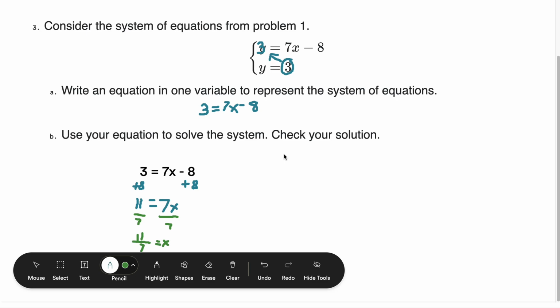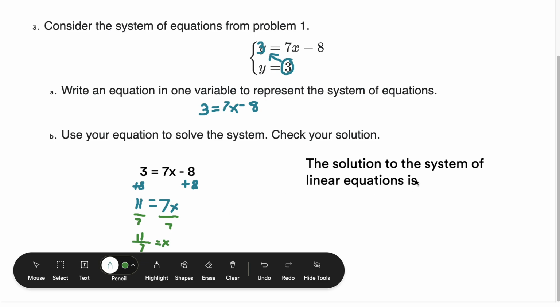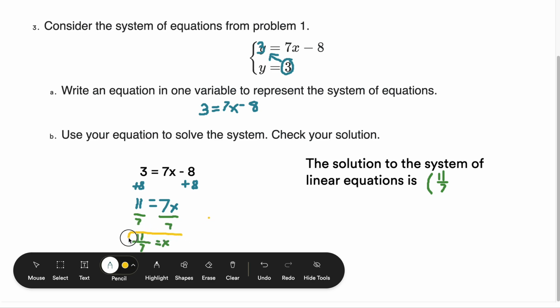So what this is telling us is that the solution to the system of linear equations is, remember, 11/7 is our x. Our solution is a point where these two lines are intersecting. So our x value is 11 over 7. That is literally what we got when we did the work over here, right? We literally got x equals 11 over 7.